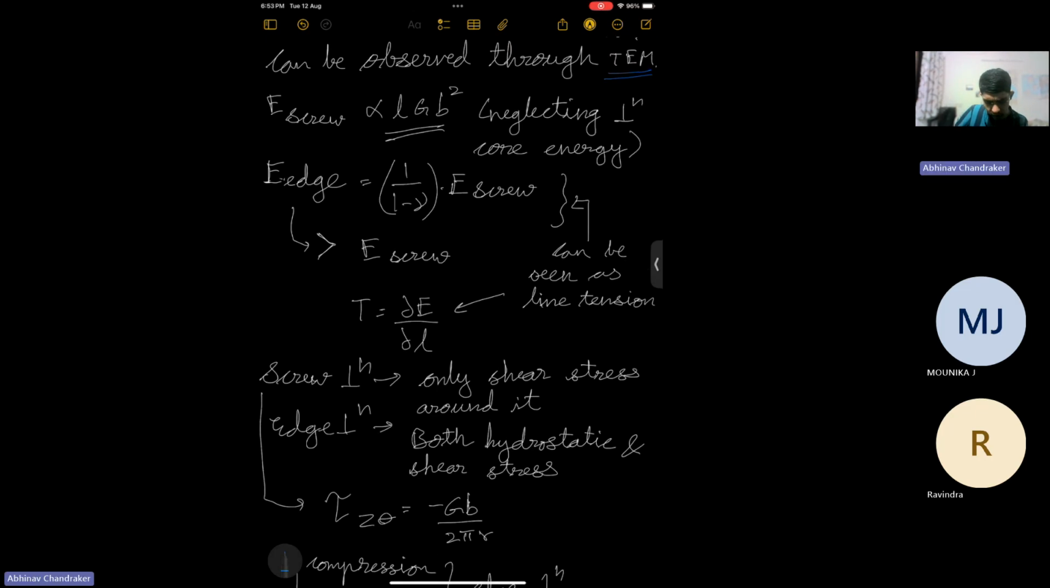Now coming to energy of dislocations. Dislocations are thermodynamically unstable, so they will always try to annihilate and disappear if the kinetics allow for it. So if the energy of a dislocation is higher, it means that it's much more favorable for it to get annihilated.